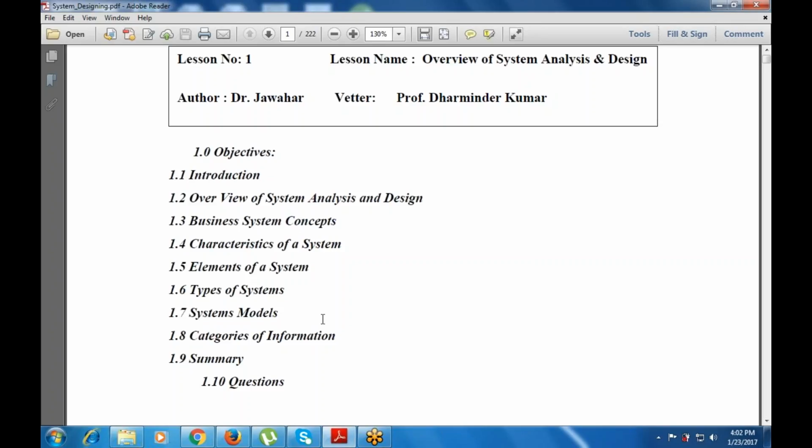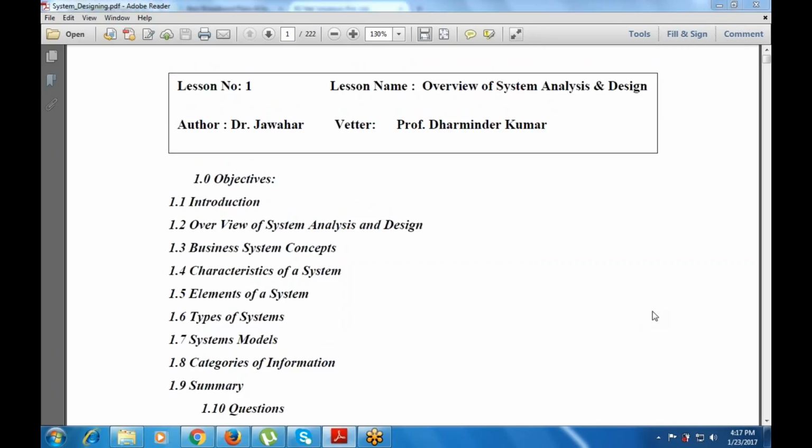Then types of a system. What are the various types of system? For example, the information system, system models, categories of the information. Then summary. So first part is the objectives. Then after the objective, there is an introduction of system analysis and design. Then overview of system analysis and design. Then what are the various concepts of business systems and characteristics of a system.